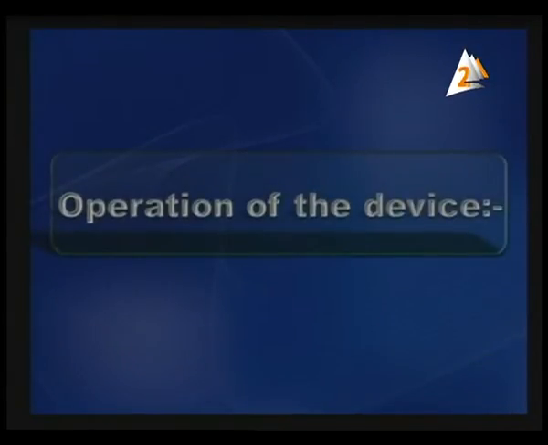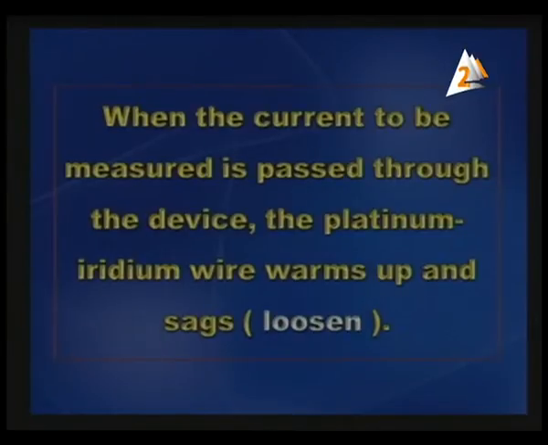And now talking about the operation of the device. When the current to be measured is passed through the device, the platinum iridium wire warms up and sags. What does it mean, sags? It loosens, it expands.